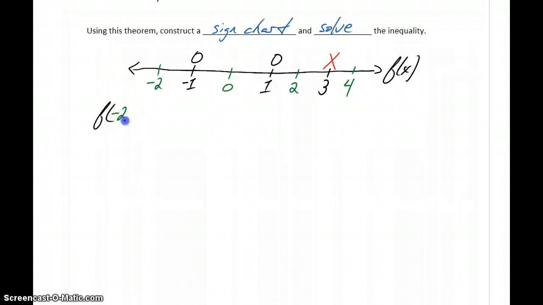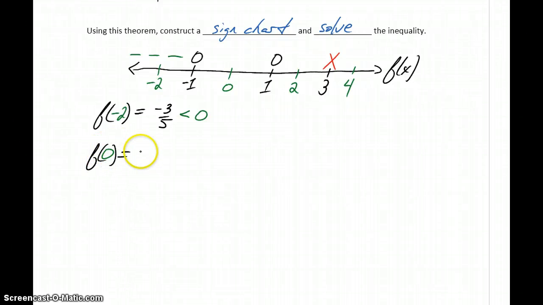We could start with f of negative 2. We would plug that back into our original function, and that would give us negative 3/5, which in this case is less than 0. So for all values of x less than negative 1, our function value has to be negative. Then we would consider f of 0, our next test point. This would give us positive 1/3, which is greater than 0. So everywhere in the interval from negative 1 to 1, our function has to be strictly positive.